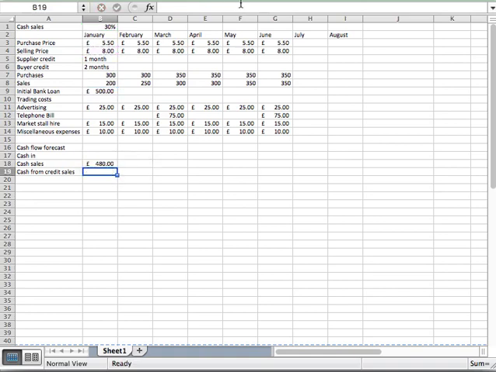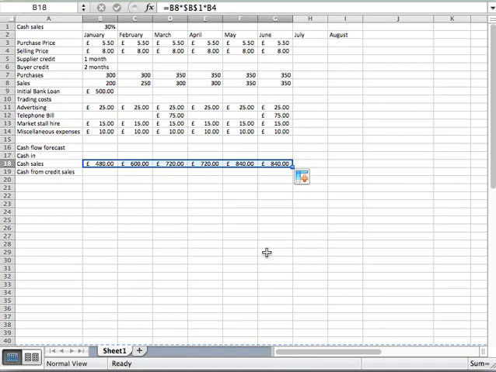Now I want to copy this cell across so I pick up every month, but if I do that, the cash sales percentage also changes. So I just want to lock that cell by putting a dollar in front of the B and in front of the 1. Now when I copy that across, it always references that cell. So that is our cash in.